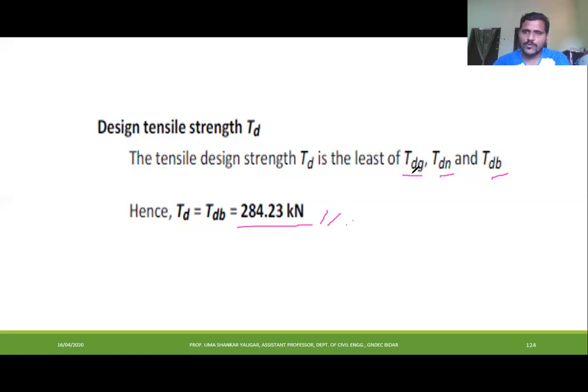Now we have seen two problems. One is based on the plate section, the other one is based on the angle section. The main difference is in the net section rupture. For plate, we have a different formula, and for angle section, we have a different formula to calculate the net section rupture failure strength.